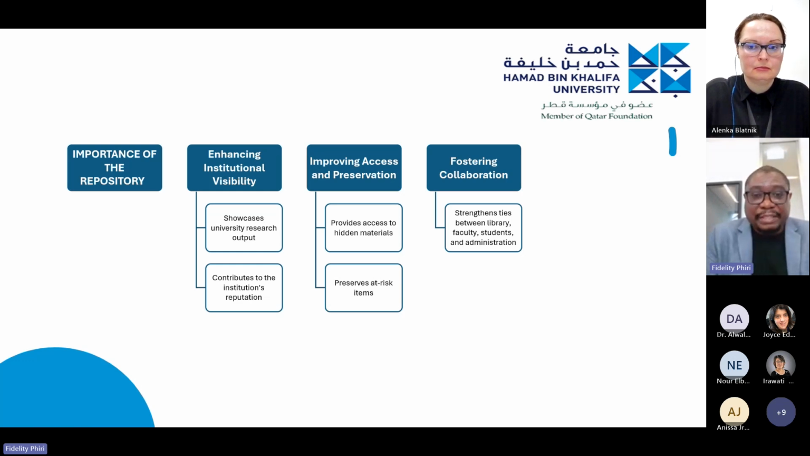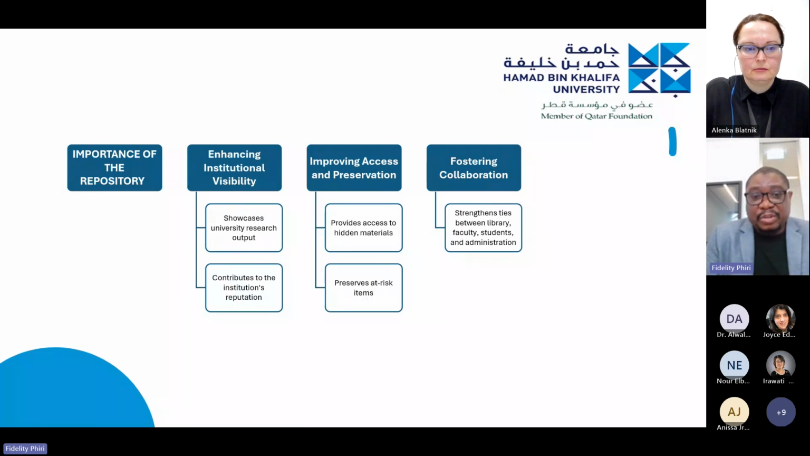The other one is to improve access. We want to ensure that we're able to provide access to resources that could otherwise be hidden. When we say otherwise hidden, we mean, for example, conference proceedings that are not archived anywhere. We're talking about posters, we're talking about data sets. All these resources will not be visible if they are not archived elsewhere. So the repository provides a very important platform for the HBKU community to archive these resources.